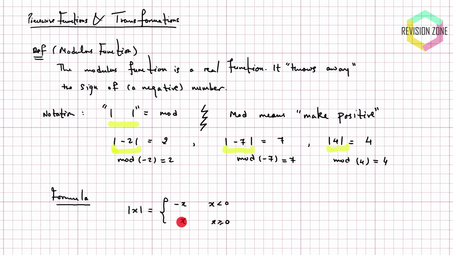So what do we do? The branch tells me that we actually do nothing. We just leave x as x, right? So the output is going to be just 4. Okay, so that makes perfect sense. Now let's think about what the graph of the modulus function is actually going to look like.